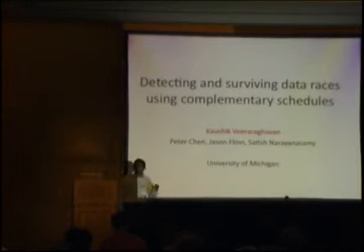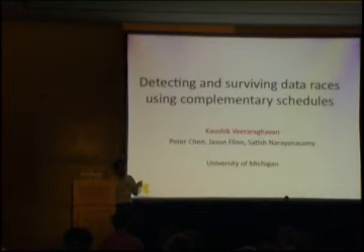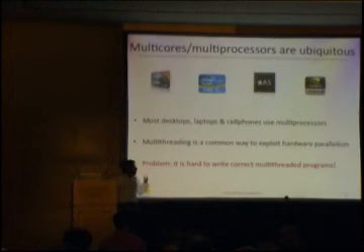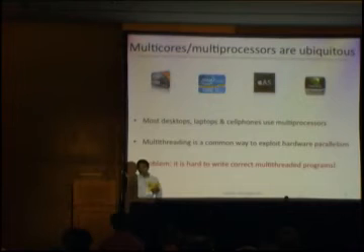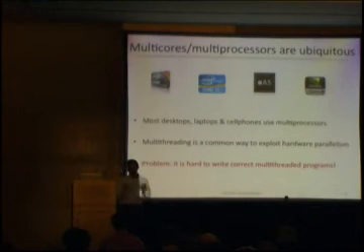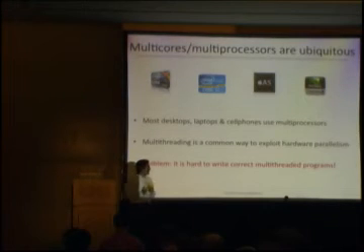Today I'm going to talk to you about Frost, a new system that can efficiently detect data races and survive their harmful effects at runtime. Over the past few years, multi-core and multi-processor machines have become ubiquitous. Increasingly, application developers are writing their programs in a multi-threaded fashion so they can fully exploit the available hardware parallelism in these new machines. Unfortunately, as the previous few talks have shown, and many of our experiences have told us, it's really, really hard to write correct multi-threaded programs.